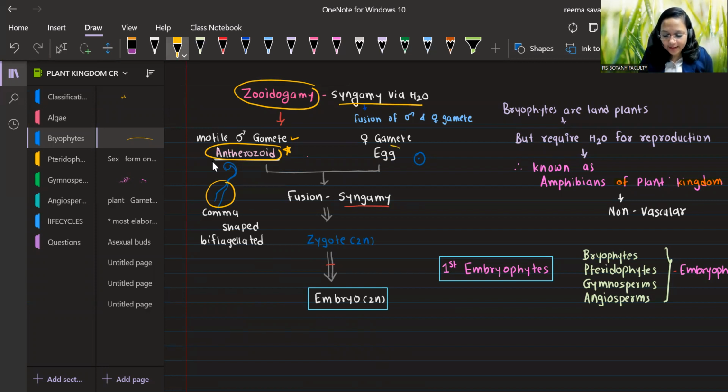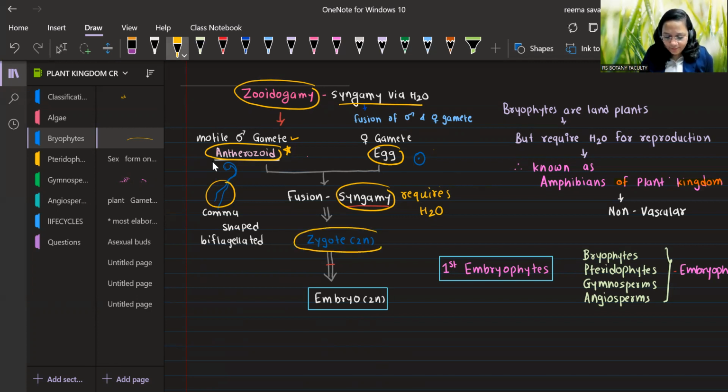They have a female gamete, that is the egg, present in the archegonium. When antherozoid and egg fuse, that process is syngamy, and what does that require? It requires water. So for syngamy, this antherozoid will swim to the archegonium and go to the egg present in the archegonium. So the syngamy is via water. It needs water as a medium. This type of syngamy is known as zoidogamy.